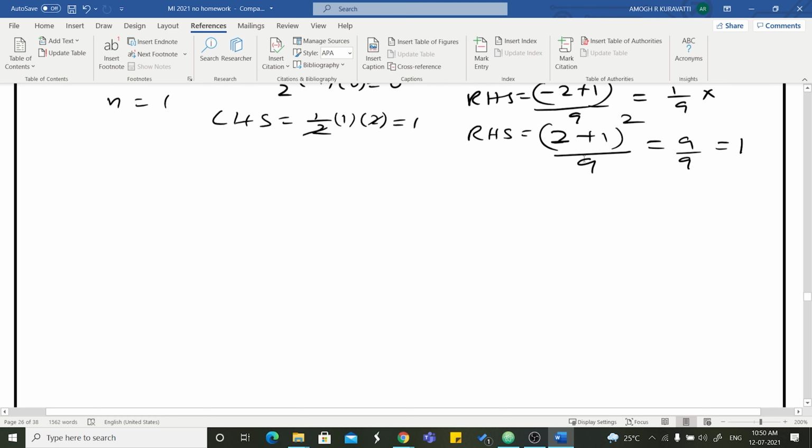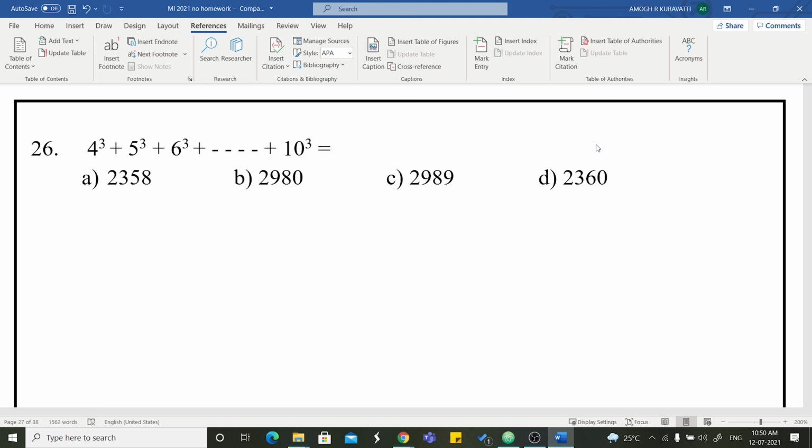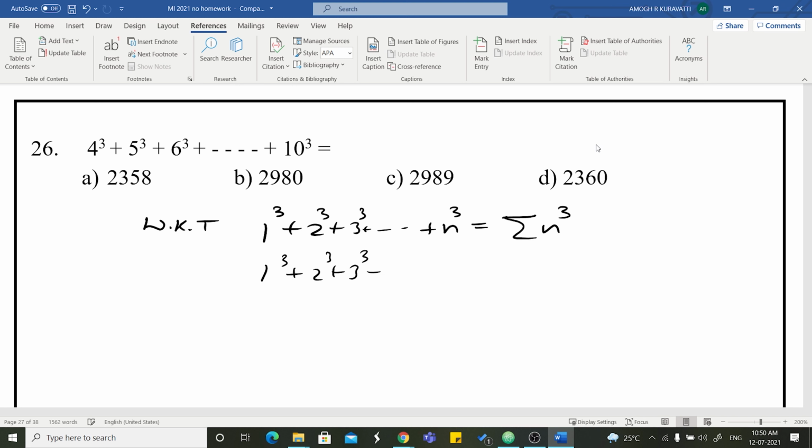The value of 4 cube plus 5 cube plus 6 cube and so on up to 10 cube is equal to. Now here you know the formula: 1 cube plus 2 cube plus 3 cube and so on n cube is equal to sigma n cube, from 1 to n. But here the question is 4 to 10. Put n is equal to 10, sigma 10 cube. But we need 4 cube onwards.